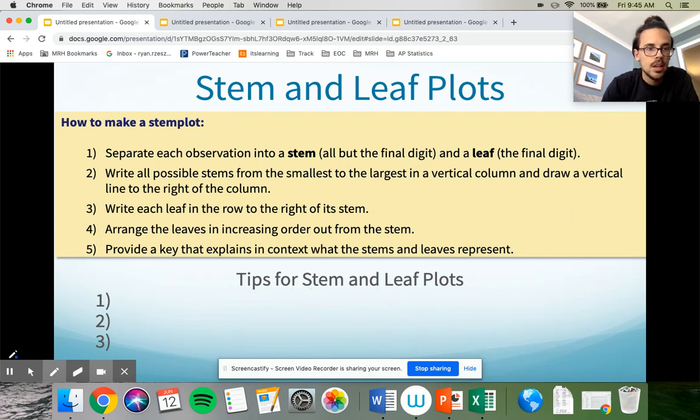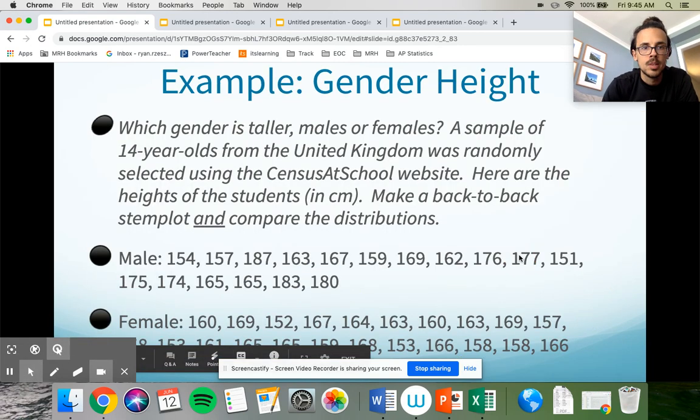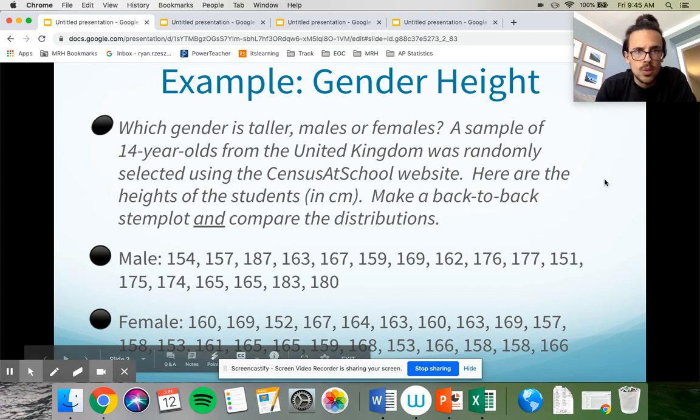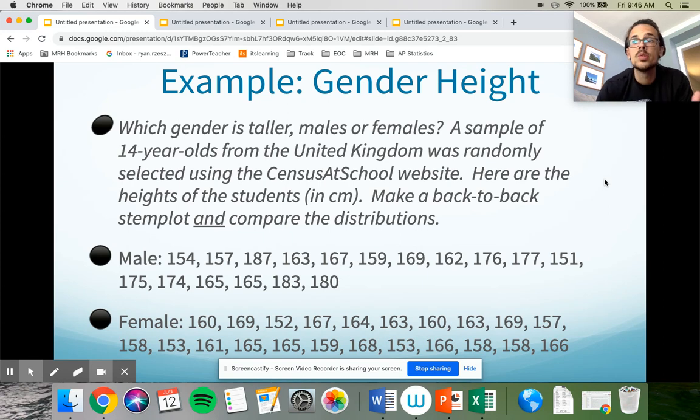So let's go ahead and tackle a fresh example here. We're looking at the height of 14-year-olds from the UK, and we have male and female heights, and we're going to compare these two different distributions to see if there is a difference in height between these two groups. You can look at this list of numbers and maybe stare at it for a while and say it seems like this list is higher or this list is more spread out, but it's so much easier to make observations like that when you look at a graph.